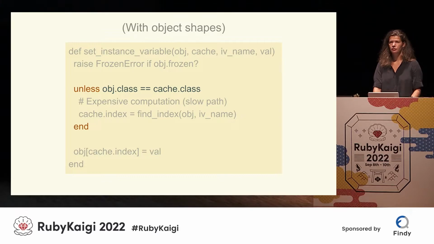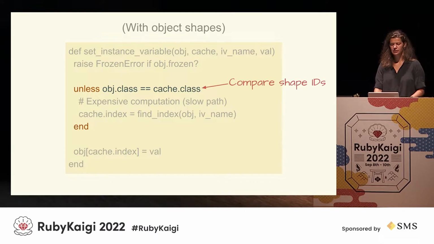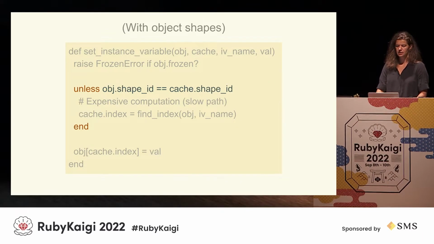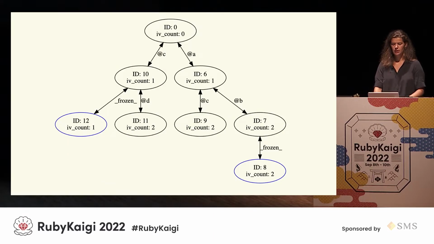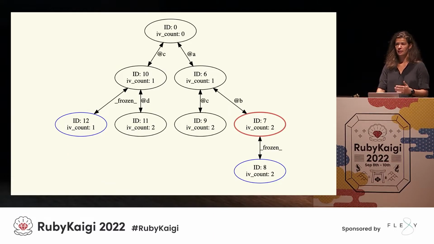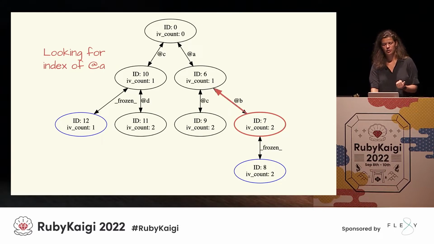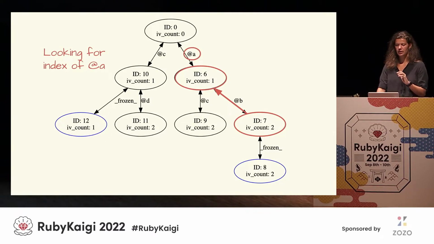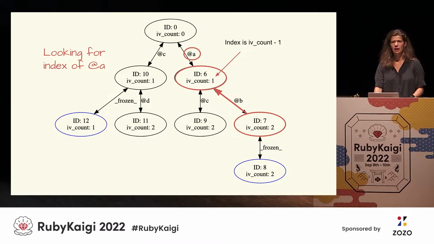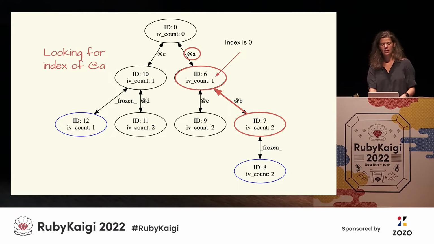With object shapes, the first thing we'll notice we can change is this caching mechanism. We're no longer using class, we're using shape IDs, as we've discussed. And we know our expensive computation looks slightly different now. We know that it's going through this shape tree. So say we were starting at this shape with ID 7, that was the shape of the object, and we were looking for the index of A. We would traverse up the shape tree once, we would traverse one more time, we would see, okay, here's the IVAR A, let's get the IV count. We know index is IV count minus 1, that's our index.